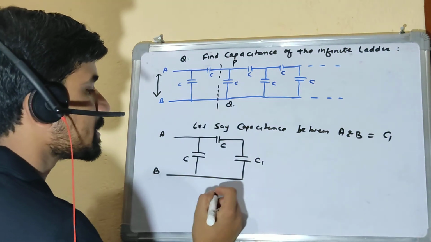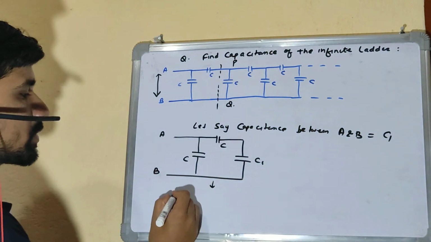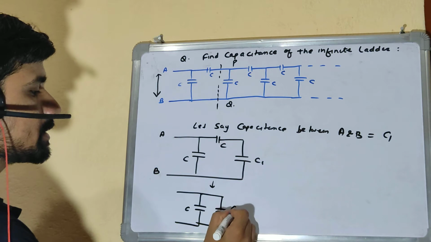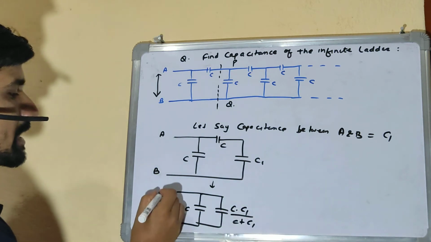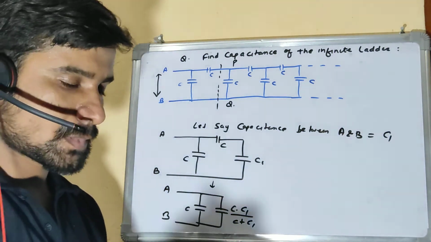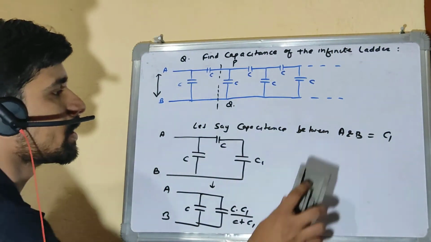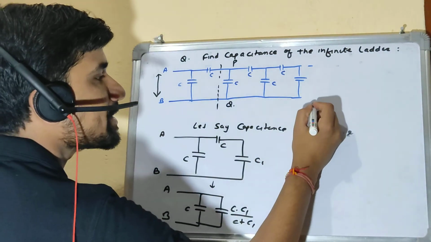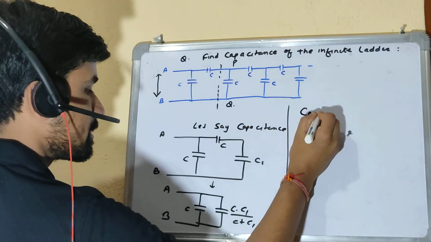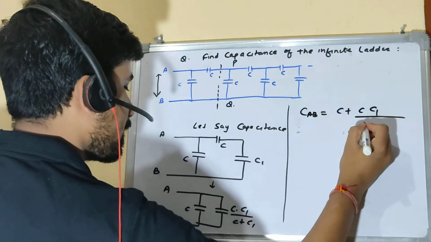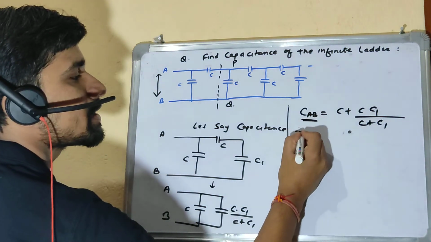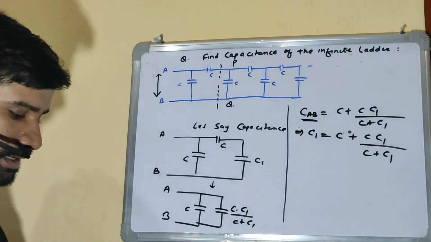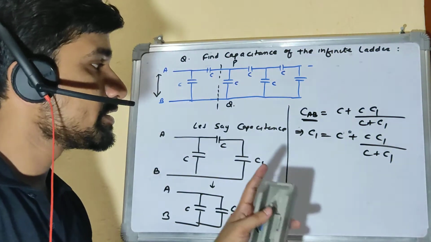So if you solve by series formulas, you can easily say that the net of this C and C1 will be nothing but C into C1 by C plus C1, and this is A and B, right? Now the capacitance between A and B is the parallel combination of this. So capacitance between A and B is C plus CC1 by C plus C1, and this is again C1. So C1 equals C plus CC1 by C plus C1.